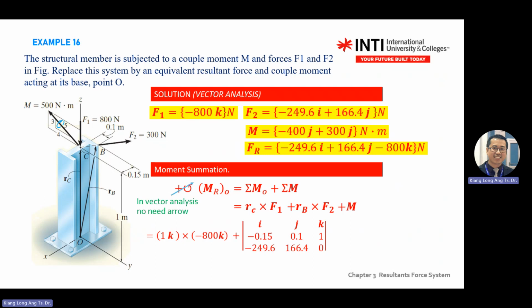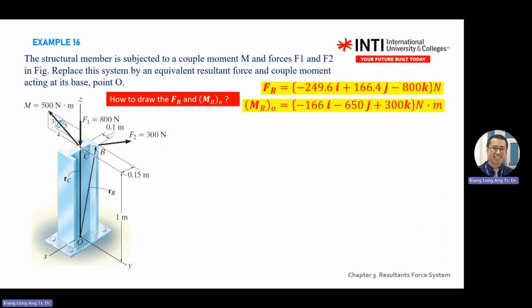Okay, so K cross K, 0. And this one, you do the calculation. This one is R, this one is K. You do your calculation. M, you copy. At the end, you arrive at one answer. Okay. But this is how you do it.